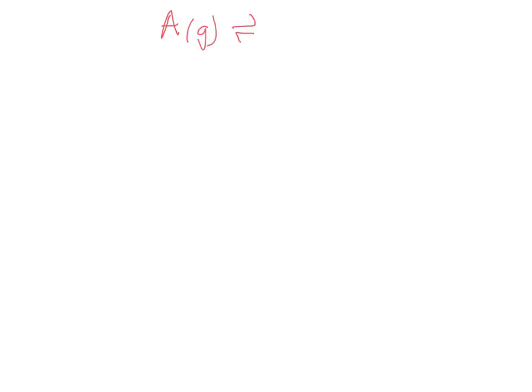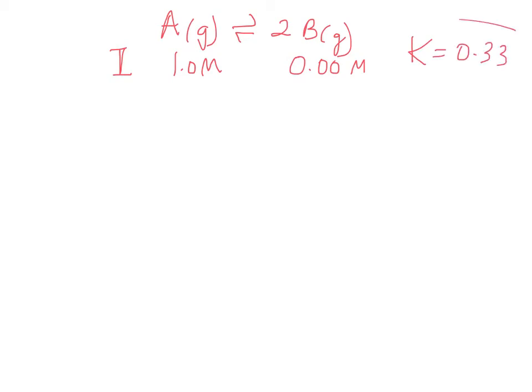Some A gas is getting converted to another B gas. Okay, now if we say that in the reaction mixture, the initial concentration of A is, let's say, 1 molar, and B is at 0 molar. And we have some idea about the equilibrium constant. We know that the equilibrium constant is maybe 0.33, and I'm just coming up with some random number, all right? And we want to find out the equilibrium concentrations of A and B. How would we go about it?